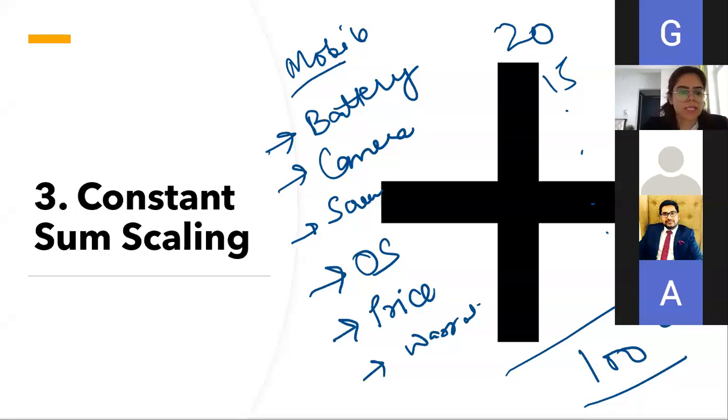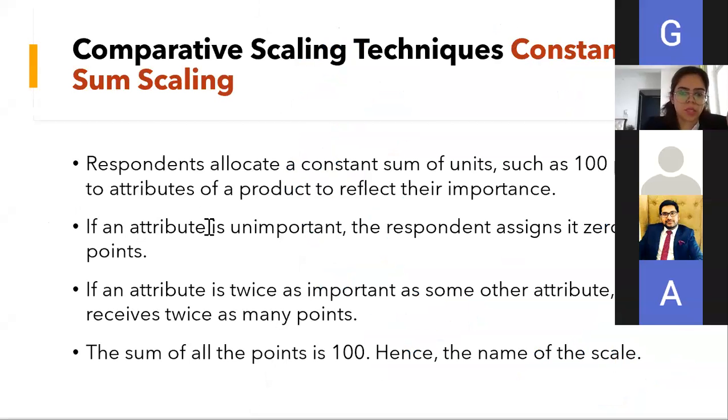what kind of insights you can get if you use this constant sum scaling. Respondents allocate a constant sum of units, such as 100 points, to attributes of a product to reflect their importance. If an attribute is unimportant, the respondent assigns it 0 points. He can give 0 also. If an attribute is twice as important as some other attribute, it receives twice as many points. The sum of all the points is 100, hence the name of the scale.